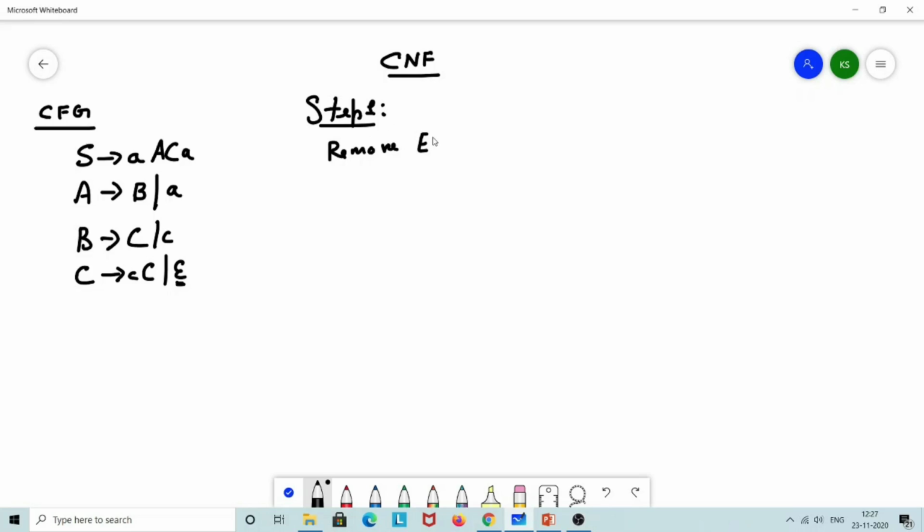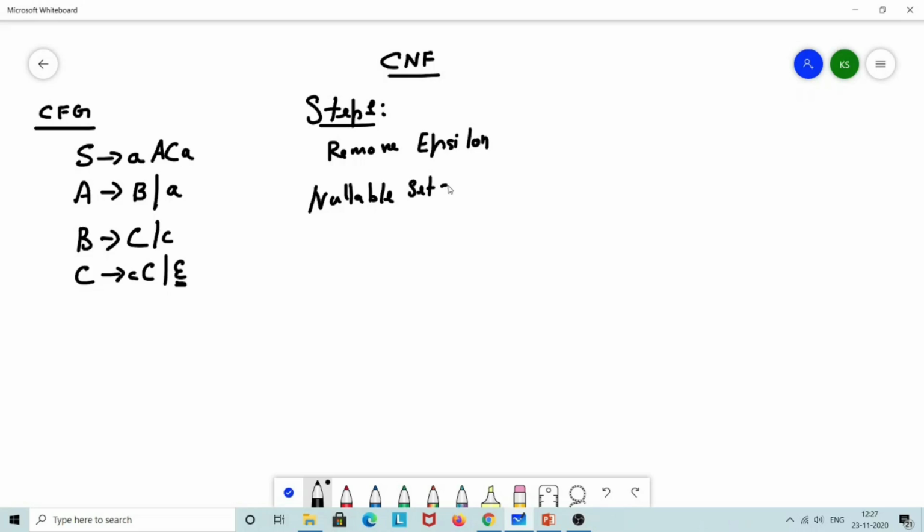So first I have to identify whether I have any epsilon rule in my grammar. Of course there is one, right? C gives epsilon is an epsilon rule which I need to remove because that is not accepted as per the Chomsky's normal form standard.